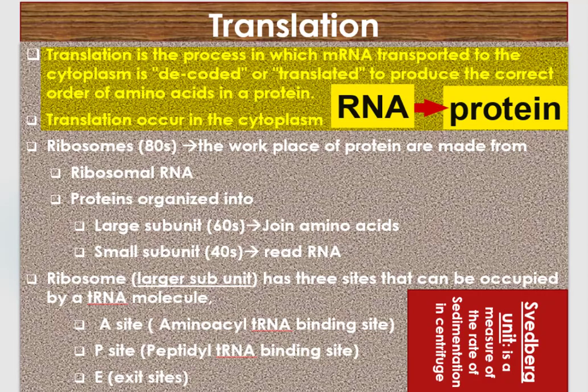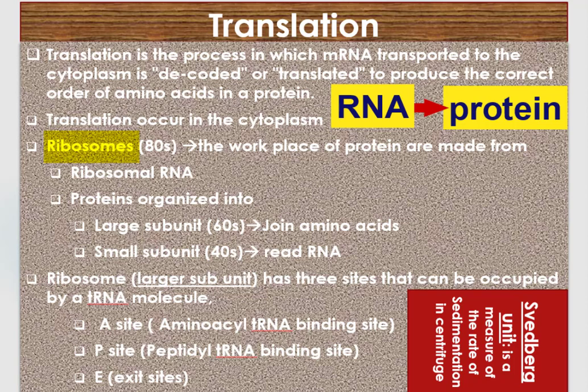Translation is the process in which mRNA is transported to the cytoplasm, where it is decoded or translated to produce the correct order of amino acids in a protein. Translation takes place in the cytoplasm at the organelle ribosome. I think you have an idea about ribosome from grade 11, chapter 4. Ribosome is an organelle where protein synthesis takes place.